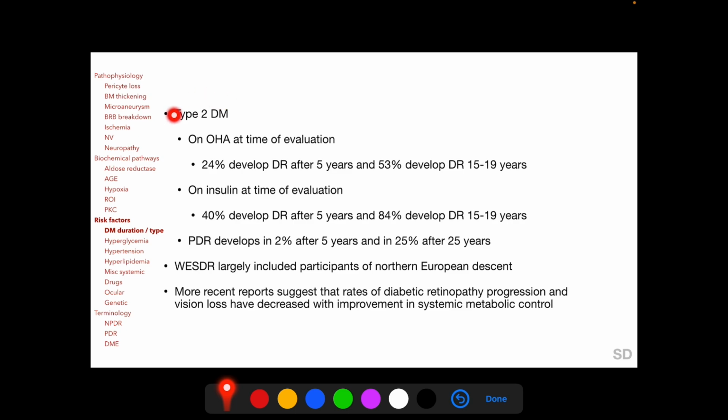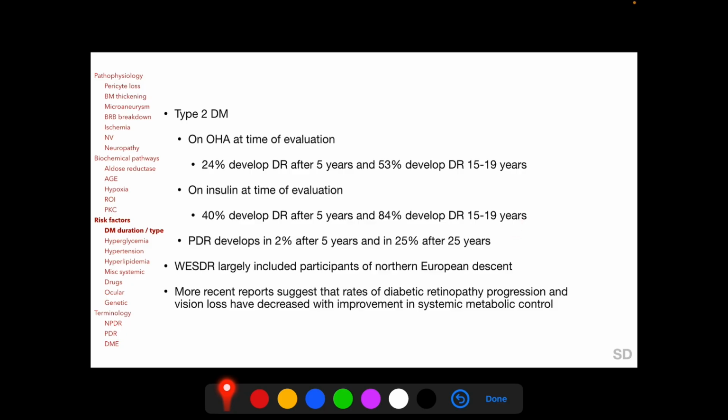Among patients with type 2 diabetes mellitus who were on oral hypoglycemic agents at the time of evaluation, the WESDR found that among patients who had diabetes mellitus for more than 5 years, 24% had some form of diabetic retinopathy, but this increased to 53% among patients who had diabetes mellitus for 15 to 19 years. And among patients who had type 2 diabetes mellitus but were on insulin at the time of evaluation, 40% of patients who had diabetes mellitus for more than 5 years had some form of diabetic retinopathy, which increased to 84% in patients who had diabetes mellitus for 15 to 19 years.